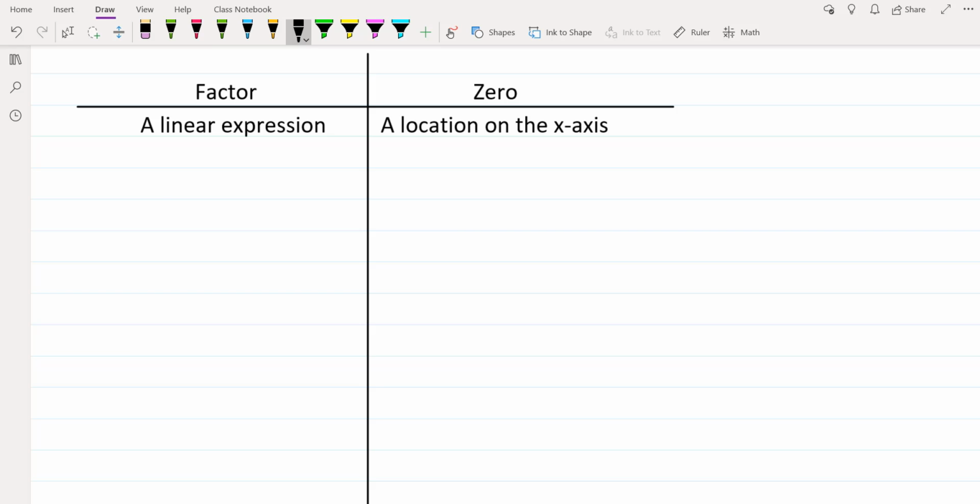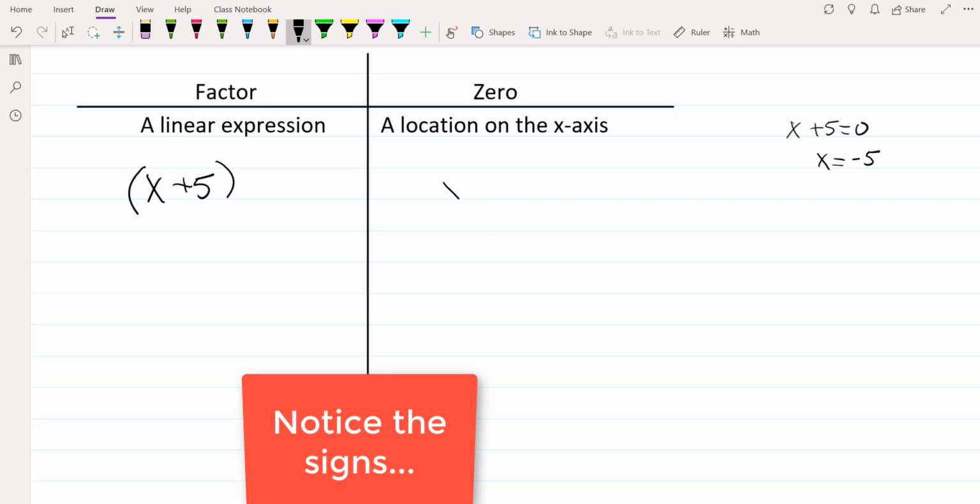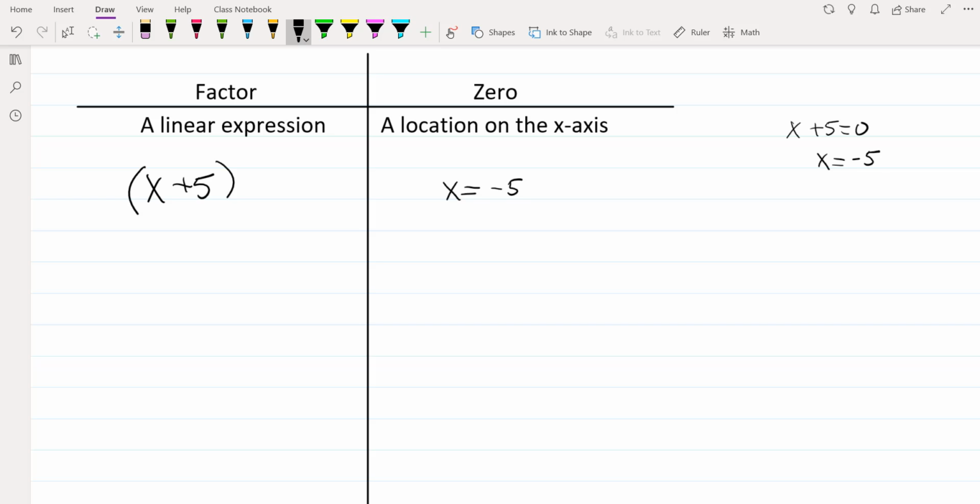So you could have a linear expression like this. Say you have x plus 5. Now I'm going to put parentheses around it because a lot of times when you're factoring different polynomials, you'll put parentheses around the factor. So (x plus 5). Now the location on the x-axis, I'm going to do this on the side. So if I take that expression, x plus 5, set that equal to 0, then I would come up with a value of -5. So that location would be x equals -5. And make sure you write it as x equals -5, because that identifies the very specific x coordinate of that location for the linear expression x plus 5.